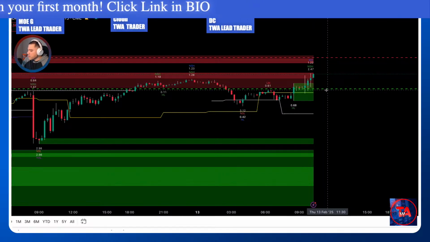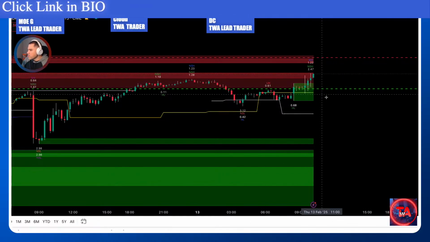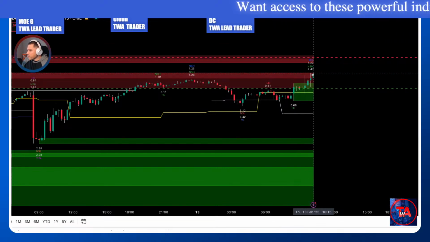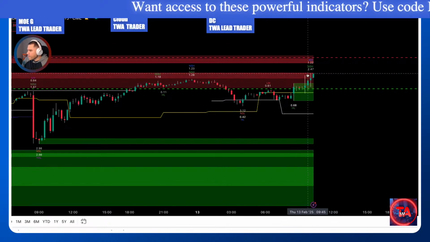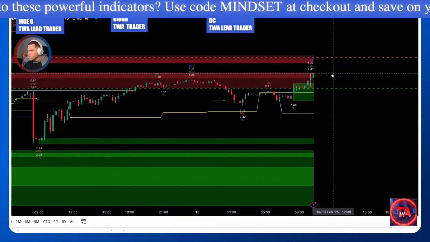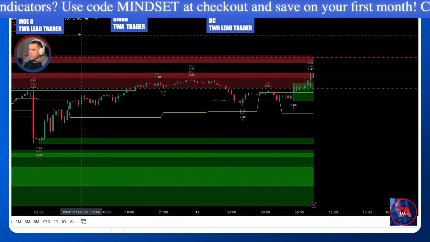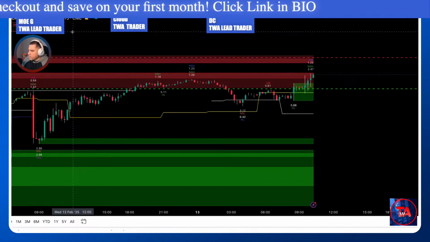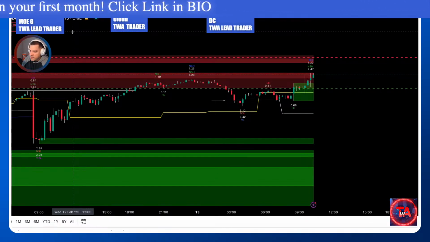So DC, a quick question on the market structure. Right now in this 15-minute candle, we're fighting it, trying to get through it. Will it break if the candle closes above it? Yep. If it closes above it, that red box will disappear. Beautiful. That's what we need.